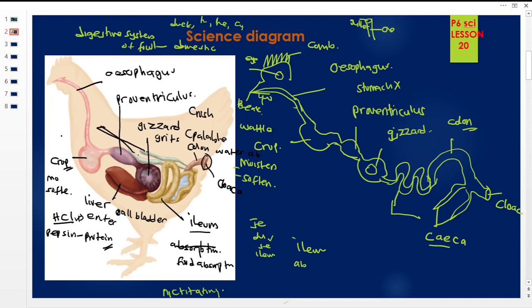Now these two projections are what we call the caeca. Now if you remember our digestive system, the human digestive system, there is a part which is called the appendix. You know what the appendix does? The appendix stores undigested materials. Even this caeca does the same function as our appendix.